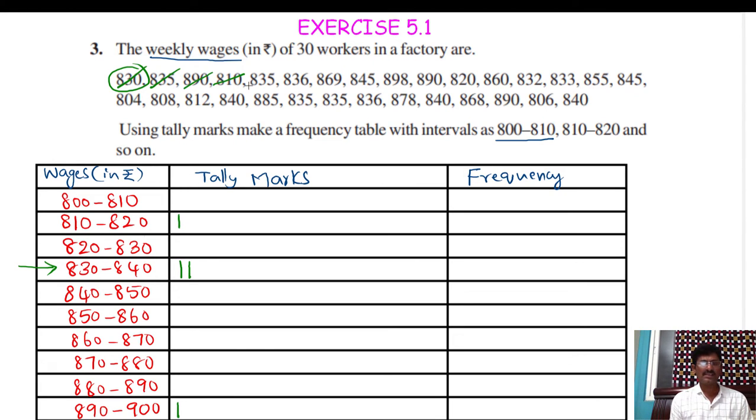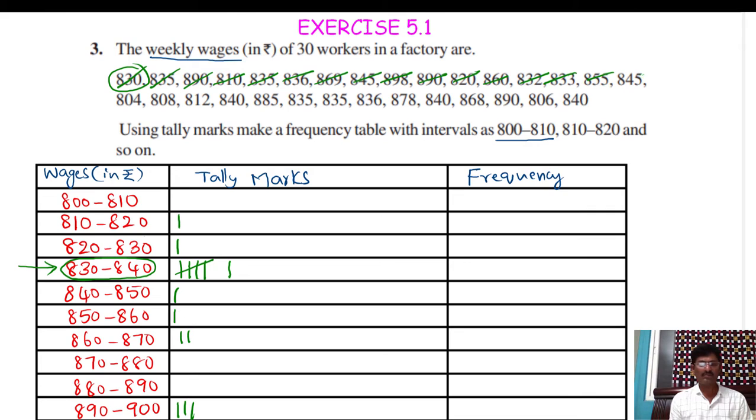So let us continue this process. 835, 836, then 869. It belongs to the 860 to 870 class. Then 845, then 898, then 890, then 820, 860, 832. Now this 832 belongs to the 830 to 840 class. Here we already have 4 bars. When we want to draw the fifth tally mark, we need to draw a cross line to represent the total of 5. Now 833. Let us put another tally mark separately from this one.